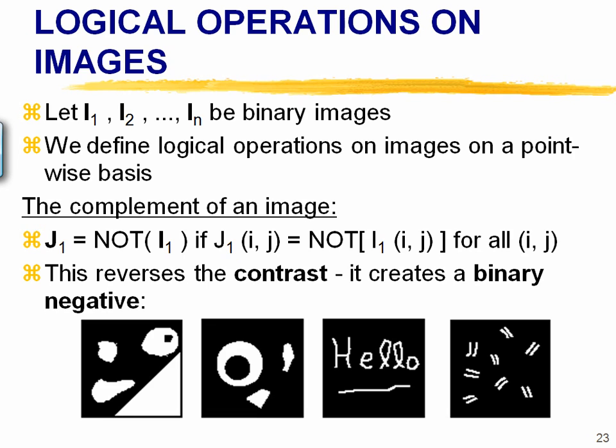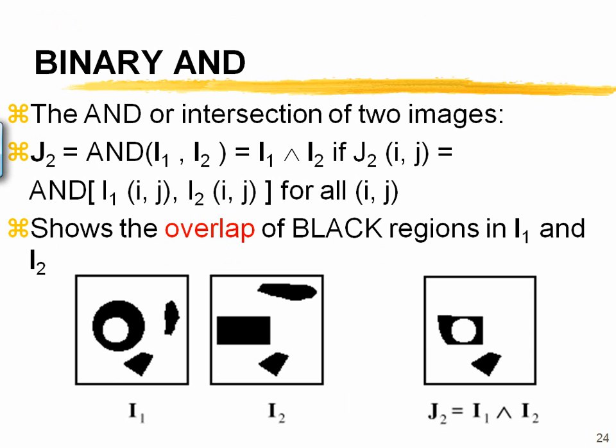So if you remember the images we saw earlier, basically these are exact binary negatives of what was there before. So that's the simplest operation you can perform. Now if I were to do a binary AND, the end result is that if I take these two images, I1 and I2, and define an AND operation of I1 and I2 to get a new image J sub 2, then all I get is the overlapping black regions that are present between the two images, right? So the product would look like that.